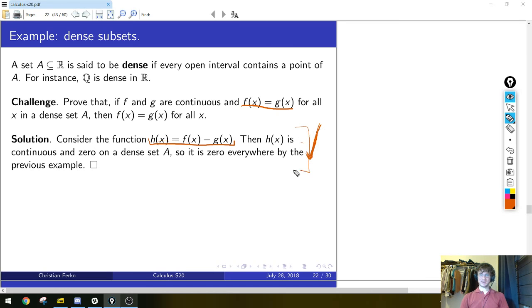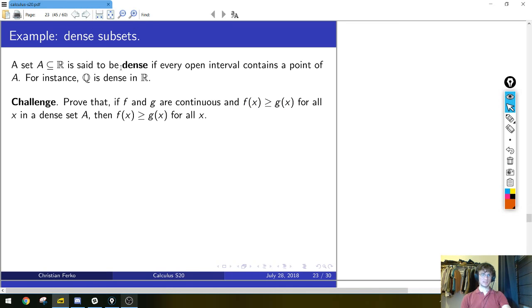Good. Is this argument clear, though? Are you happy this is true? Yes. Good. Alright, let's do one more on dense sets, I think. This is slightly harder, but let's see if you can sketch the argument.